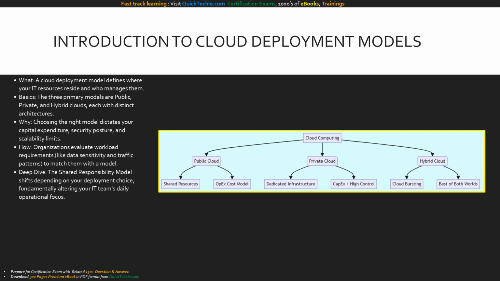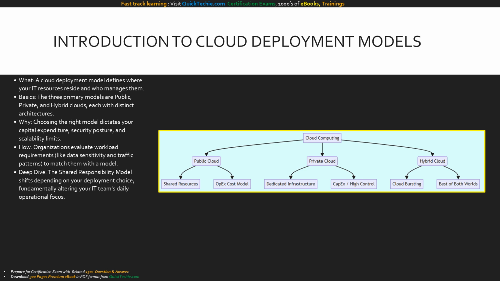Welcome to our deep dive into cloud deployment models. As a senior cloud architect, I often see organizations struggle not with the technology itself, but with choosing the right environment for their specific workloads. Looking at our first bullet point, the what, a deployment model simply dictates where your infrastructure lives and who owns the hardware. The basics revolve around three core pillars: public, private, and hybrid clouds.